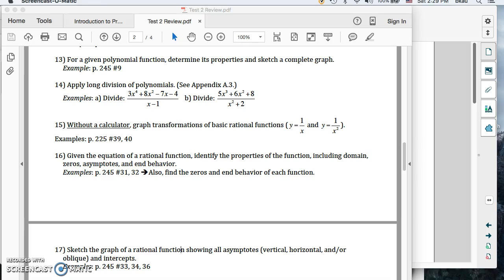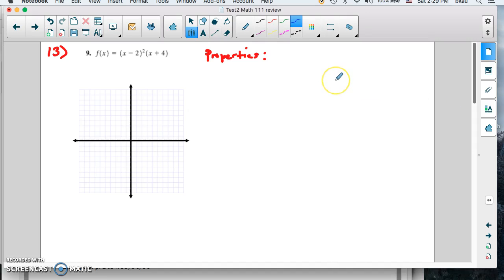Welcome back, and on this part of the review we're going to start with problem 13. For the given polynomial function, determine its properties and sketch a complete graph. Okay, here's the problem. First of all, we know that this is going to look similar to x to the third power because of the powers here. We have x squared and x multiplied together, so it's going to be similar to x to the third.